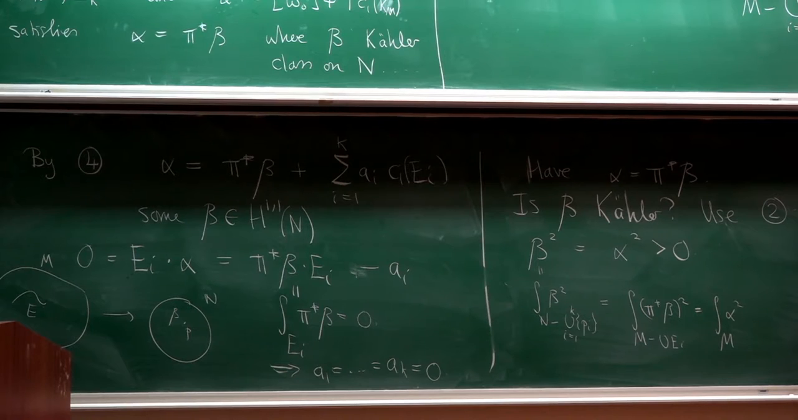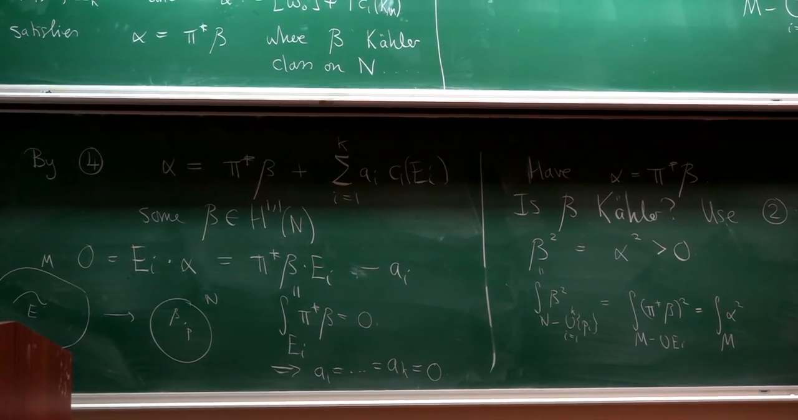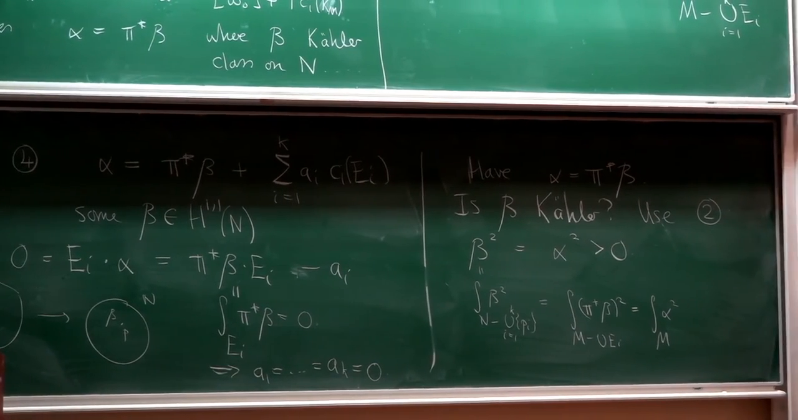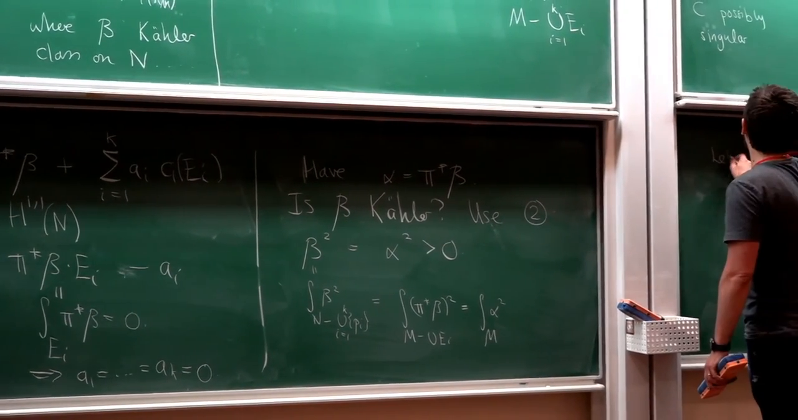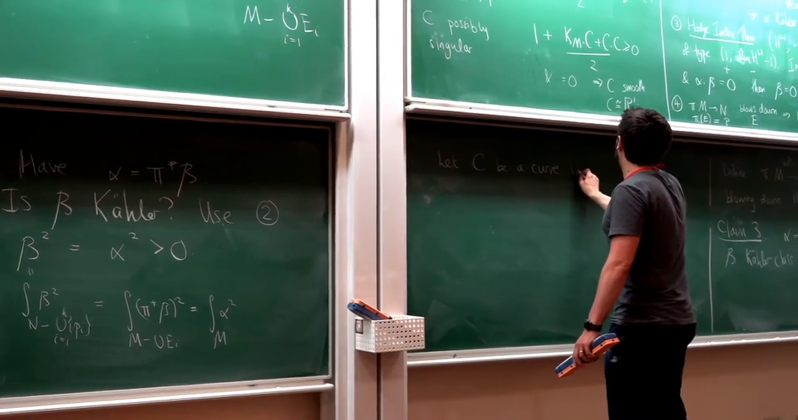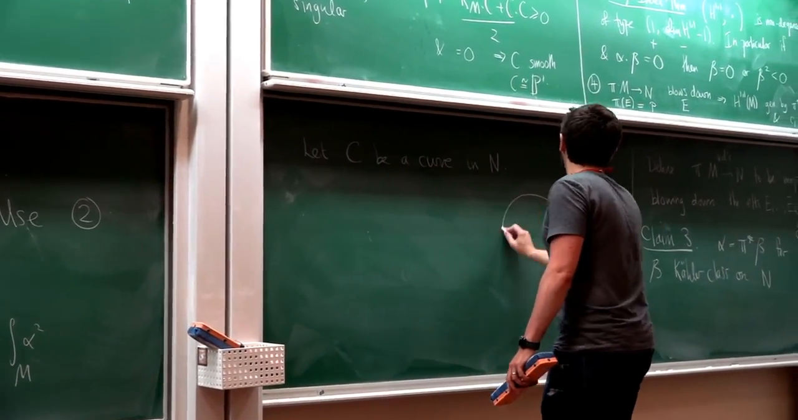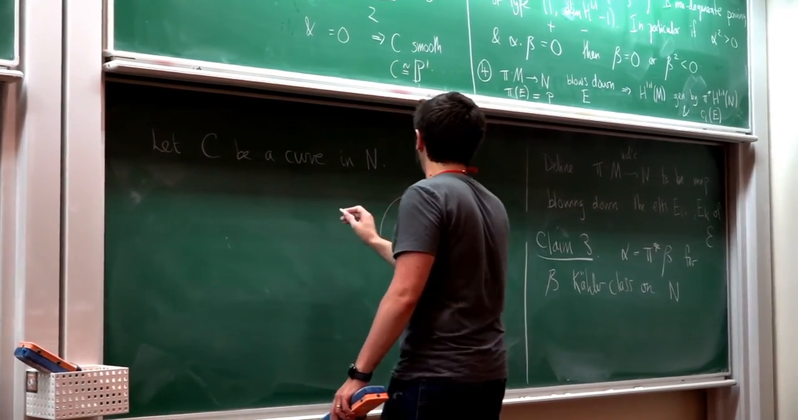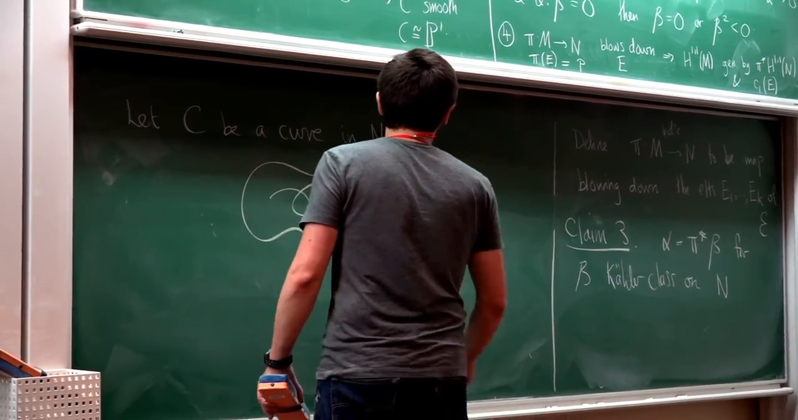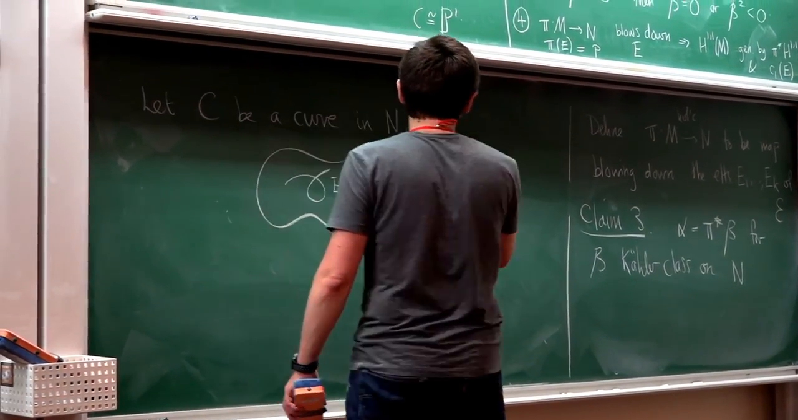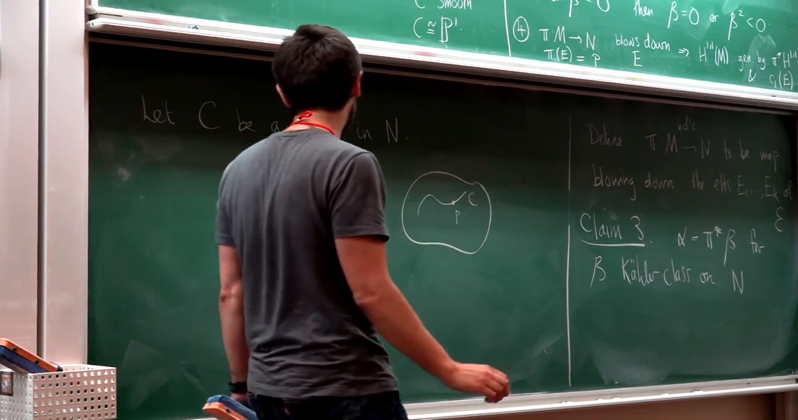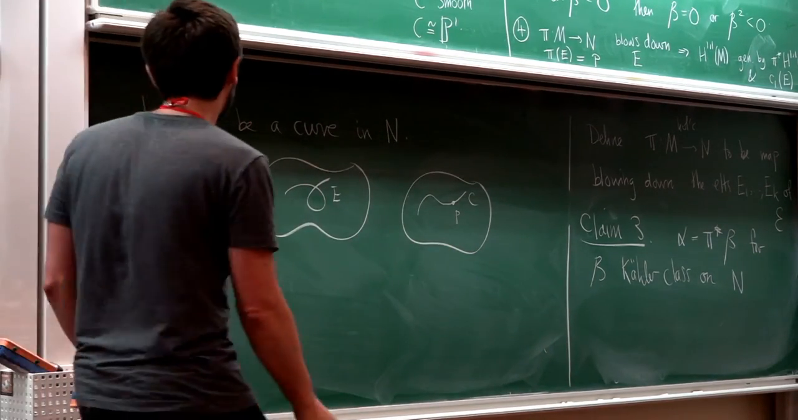Next, why is it the case that beta dot C is positive? Let C be a curve in N. Again, here's my picture, here's the point that I'm blowing down. I'm just imagining one minus-one curve. Then take some curve in N here. It could pass through P or not. Not important. If it passes through, then you'll have a hit.